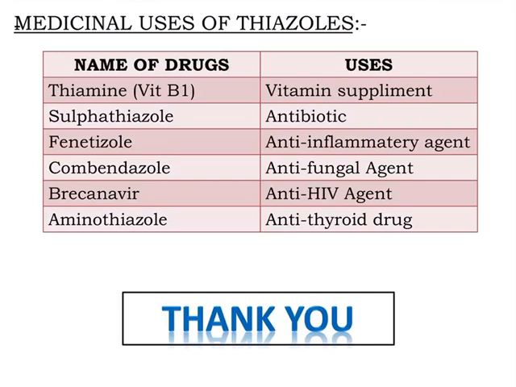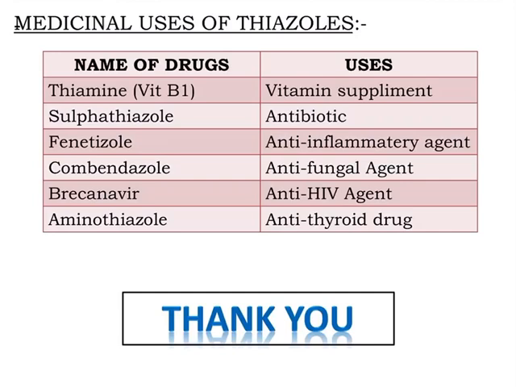Now we can go through this table just to know about various medicinal uses of thiazoles. Thiamine, that is vitamin B1, is a vitamin supplement which shows thiazole ring in their structure. Sulfathiazole is an antibiotic which also shows presence of thiazole in their structure.